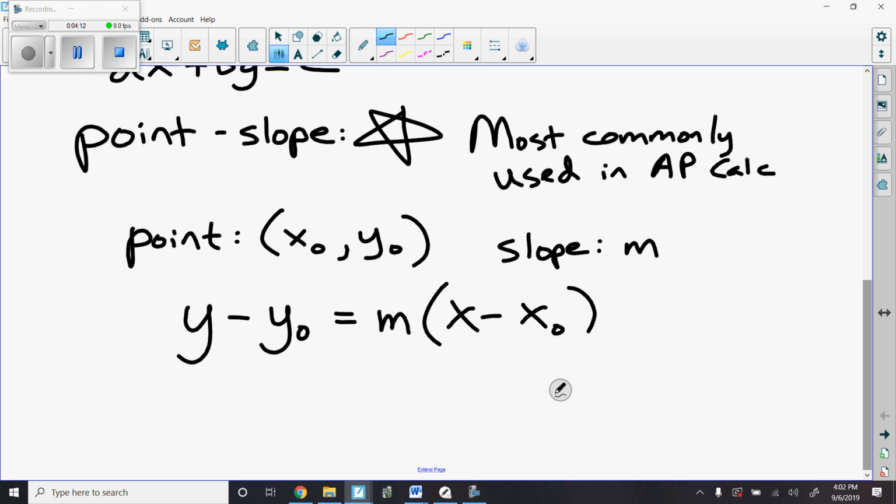Point-slope form is just when you know a point and a slope, it's the fastest way to write an equation of a line. We get our equation out there immediately. And on the AP Calc test, since we don't need to simplify things, right, we can put it in any form we want. Point-slope form is the fastest way to write the equation of a line. Let me give you two examples.